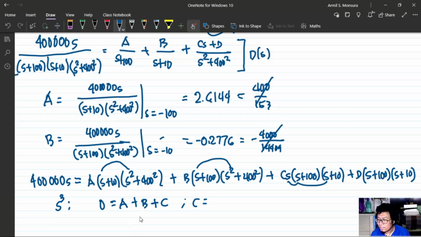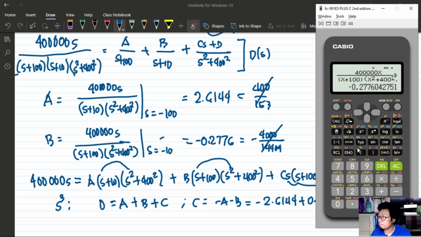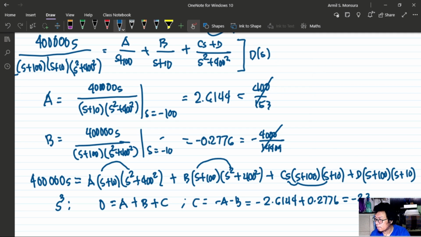So here we have negative a minus b. That essentially is negative 2.6144 plus 0.2776. So that should give us negative 2.3368. Okay, that's your C.